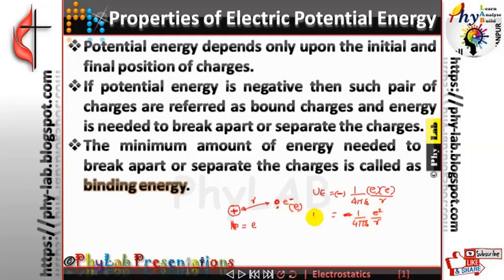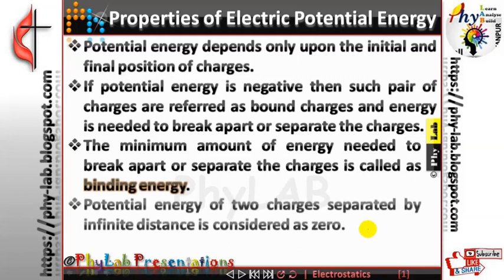This potential energy comes out to be negative, so the pair of charges is bound. Now the binding energy is the energy needed to separate them, so you need to provide this much amount of energy. The binding energy will be positive 1 upon 4 pi epsilon naught e square by r, and that becomes the binding energy of the charges, friends.